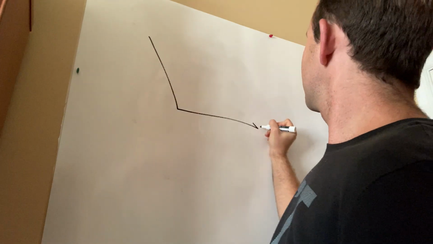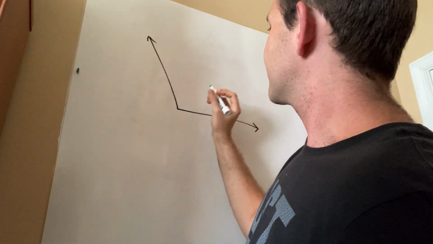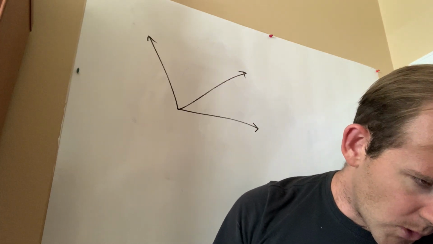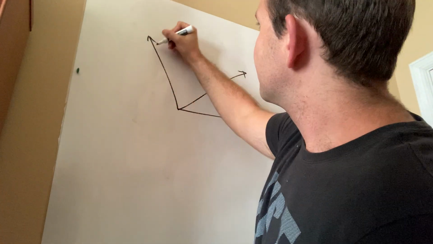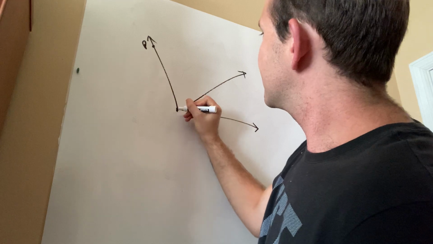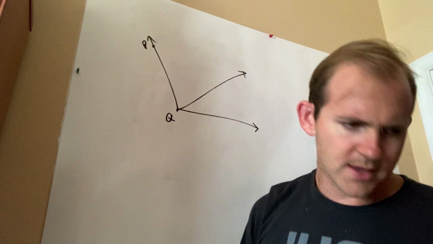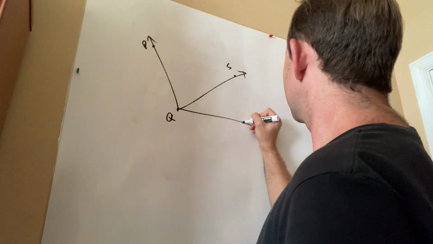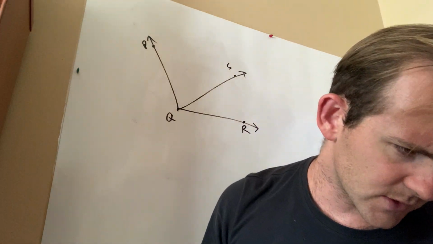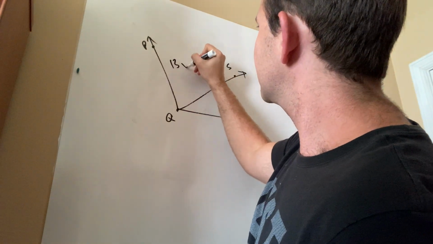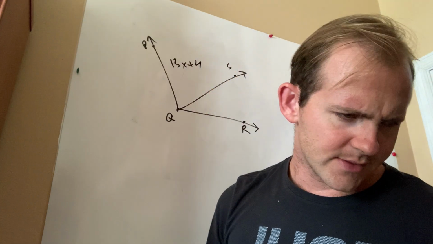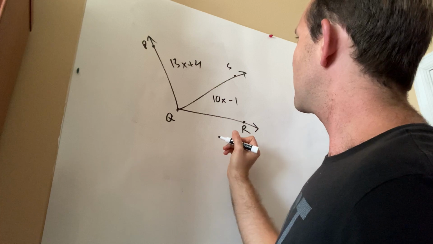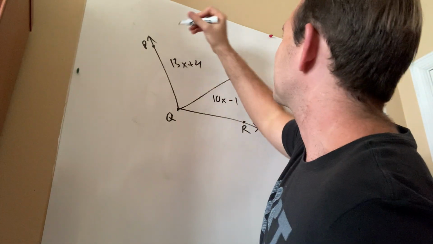Sorry, the picture's not great, guys, but it's the best we can do. Okay, so let me do some labeling here. So this is P, Q, that's angle S, and that's R, and let's fill in some expressions. So this right here is 13x plus 4. This is 10x minus 1, and the whole thing was 141.